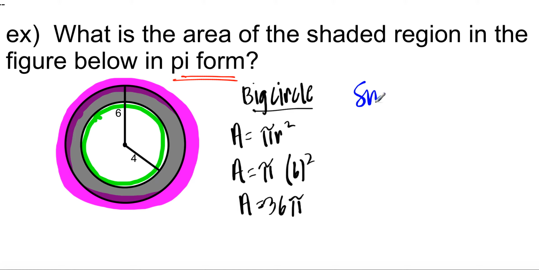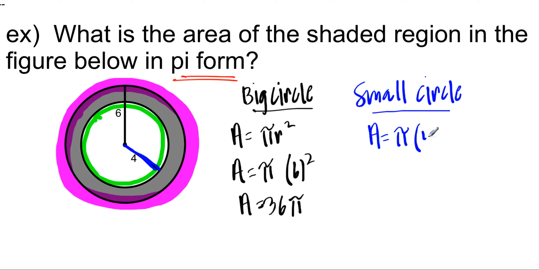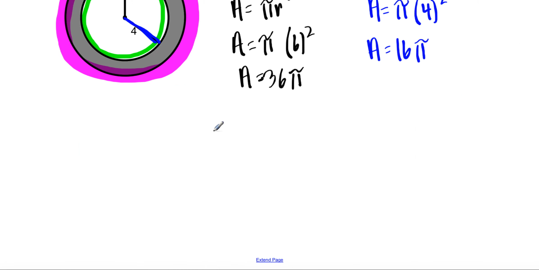Then I also need to find the area of the smaller shape, in this case, the small circle. Again, this could be done with all sorts of figures and different area formulas. And the smaller circle has a radius of 4. So area is equal to pi times the radius 4 squared. Area is equal to 16 pi. And then our third and final step is going to be to subtract the two areas. So 36 pi minus 16 pi gives us an area of the shaded region of 20 pi.